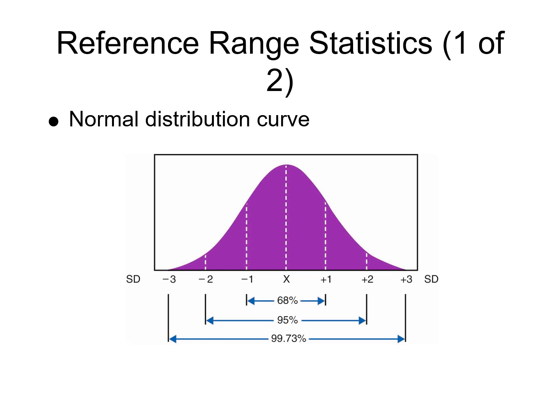Approximately 68% of values fall within plus or minus 1 standard deviation of the mean, 95% of values are going to fall within plus or minus 2 standard deviations of the mean, and 99.7% of values will fall within plus or minus 3 standard deviations of the mean.